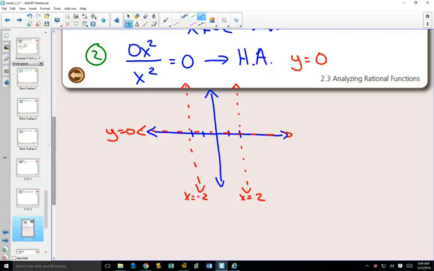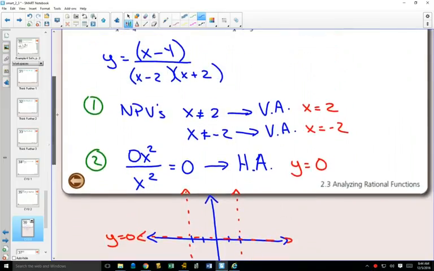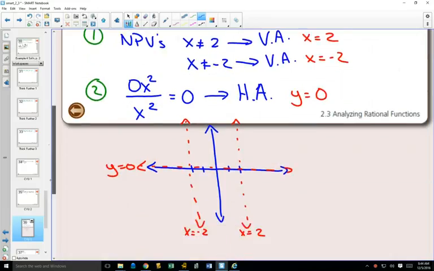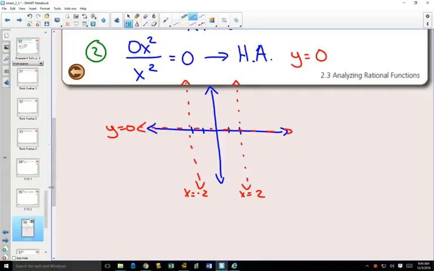The next thing that we can look at is x-intercepts and y-intercepts. So as far as our equation goes, to find our y-intercept, plug in 0 for x. Can you see that if you plug in 0 for x, you'll get negative 4 over negative 4. And that's equal to 1. So we have a y-intercept at 1. You can label that point if you'd like.